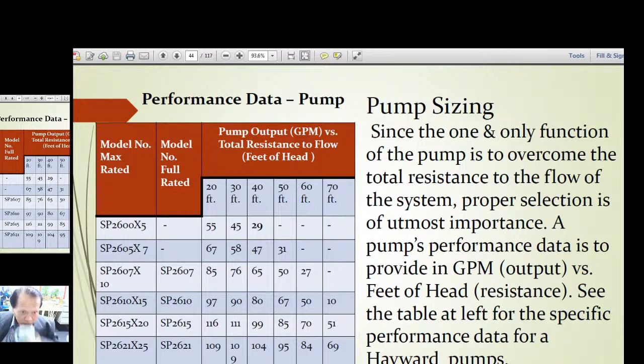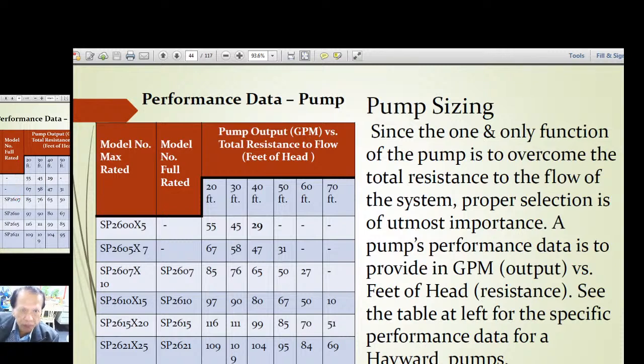So here, let us look at this pump data. On the first column is the model number, maximum rated: SP2600X5. The next line is SP2605X7, SP2607X10, and so on and so forth. And here we have the model number full rated in the second column. There is none on the first two lines. And here now is the pump output in GPM.